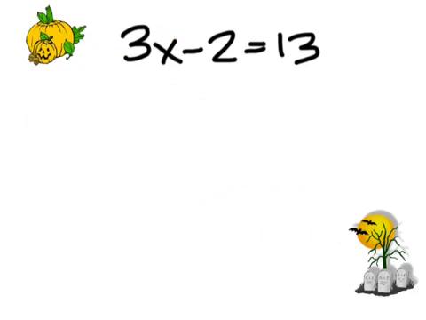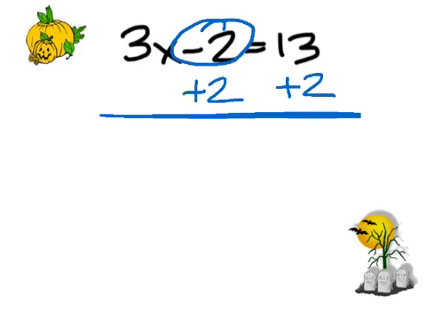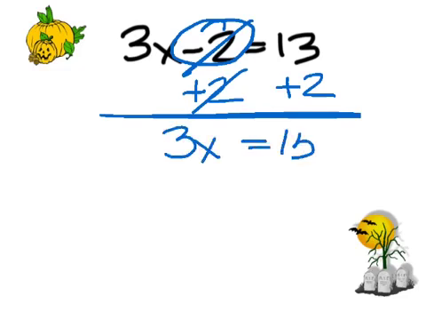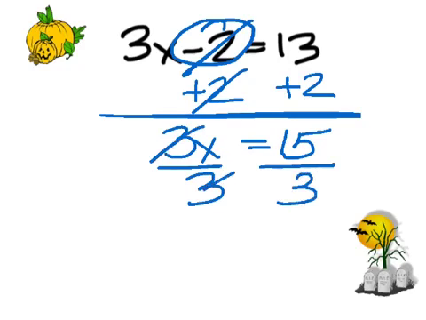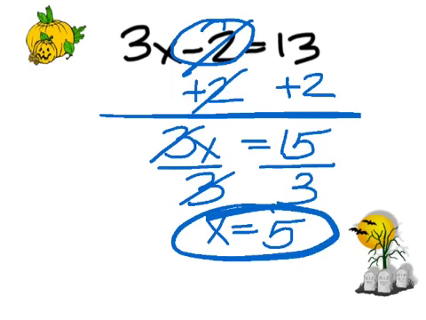Example problem number 2. You have a -2, so do the opposite and add 2 to both sides. These cancel out. You're left with a 3x equals 15. Divide both sides by 3. This cancels out. Answer is 5.